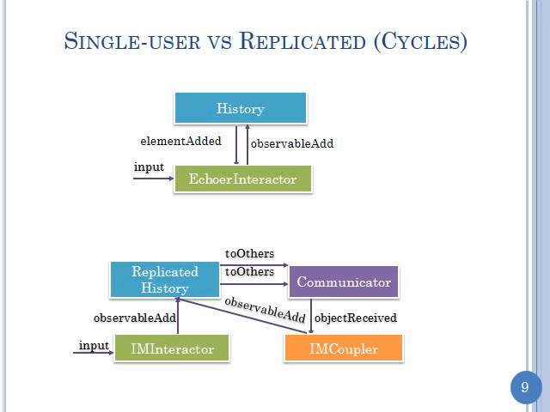Supposing we don't want to add an extra argument to our observable add. We don't want to change the signature of observable add. Okay, so what exactly is a communicator? What is its role?